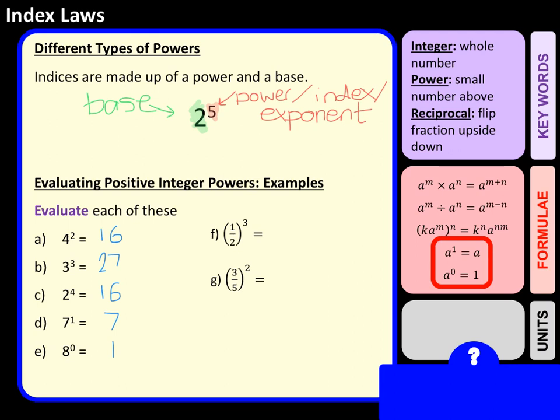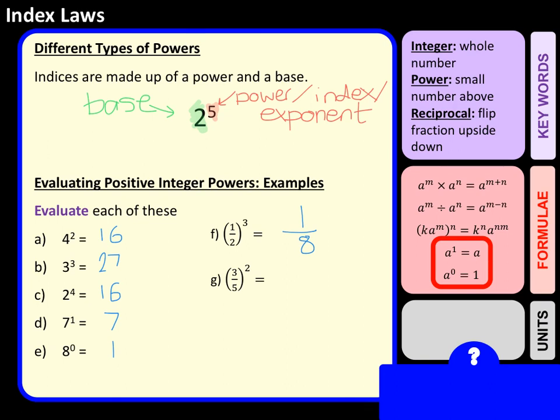Now for F and G, where it gets a little bit more complicated, it looks much scarier than it is. When we've got a fraction that we need to do to the power of 3, all we actually need to do is apply the power of 3 to the numerator, the top, and then apply that power of 3 to the denominator as well. So we're going to do 1 cubed, so 1 times 1 times 1, which is 1. Watch out, it's not 3. And then we're going to do the denominator 2 cubed, so 2 times 2 times 2, which is 8. And that's our answer finished.